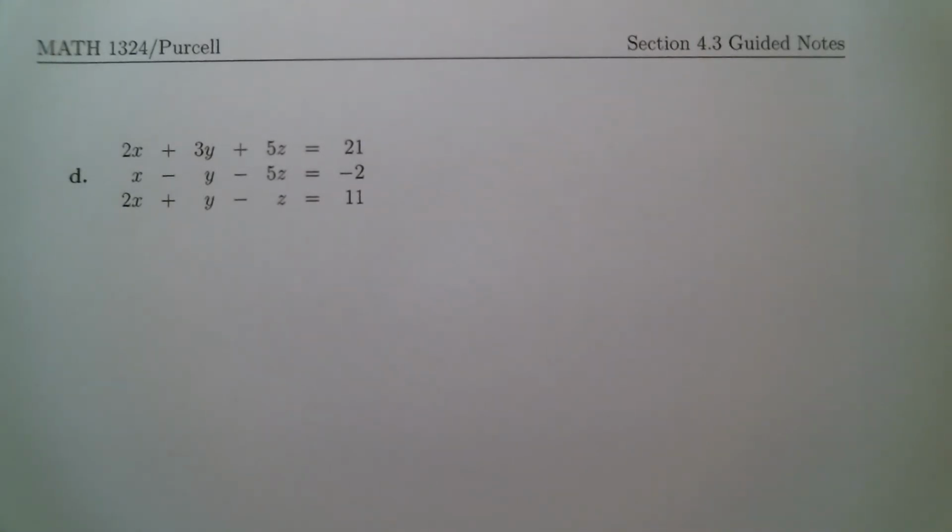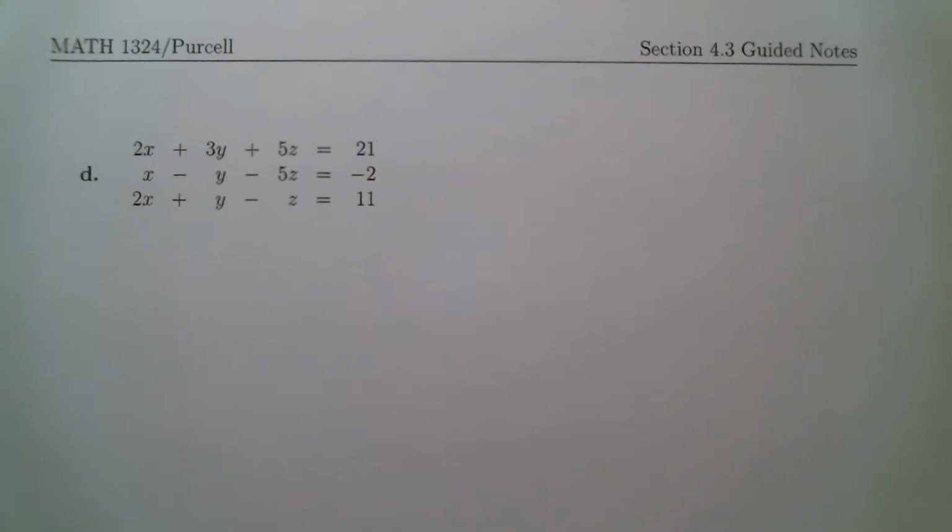Example 4D. Our system is 2x + 3y + 5z = 21, x - y - 5z = -2, and 2x + y - z = 11. Okay, let's write down the first augmented matrix.